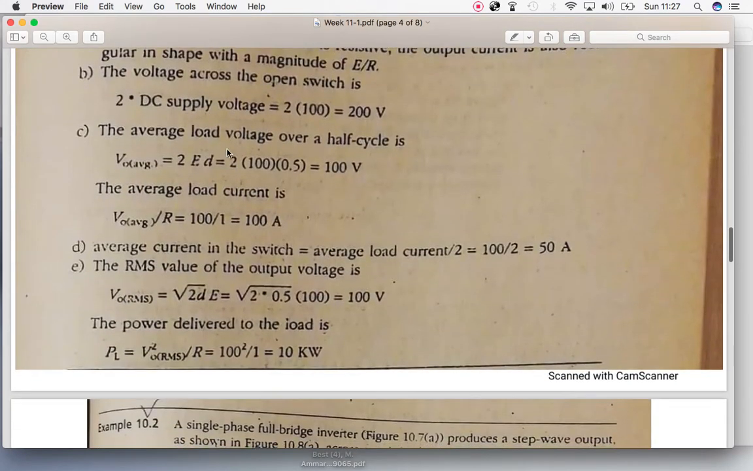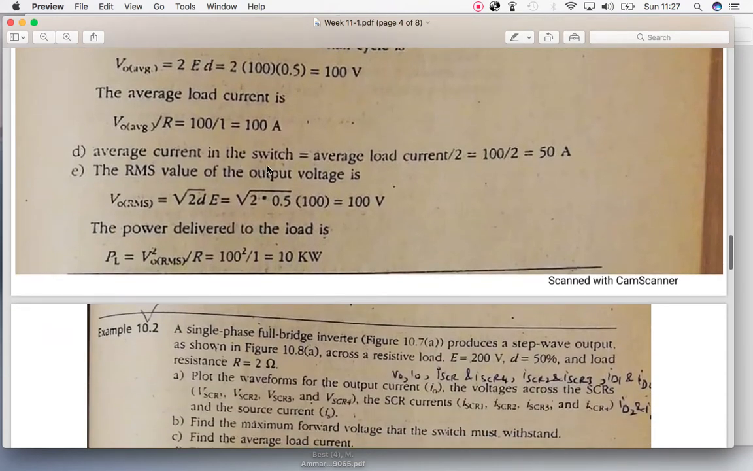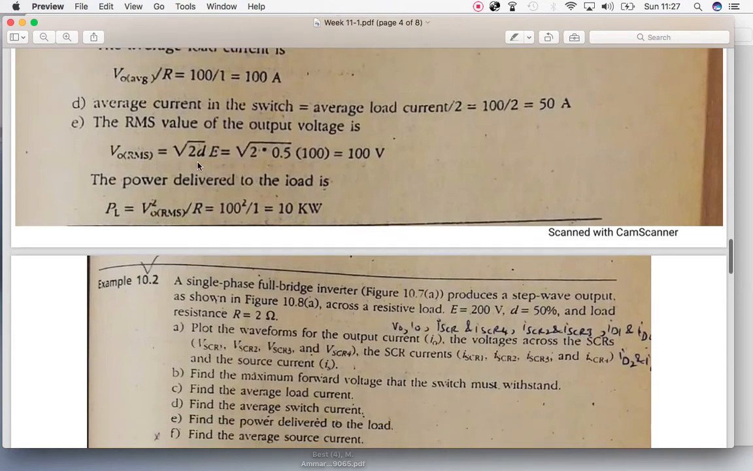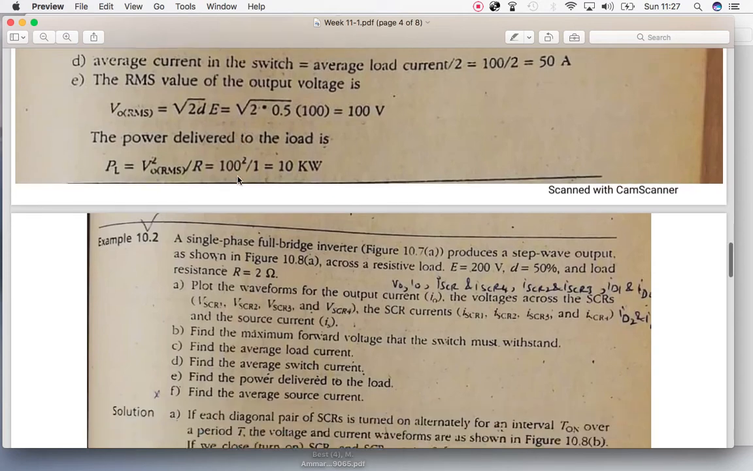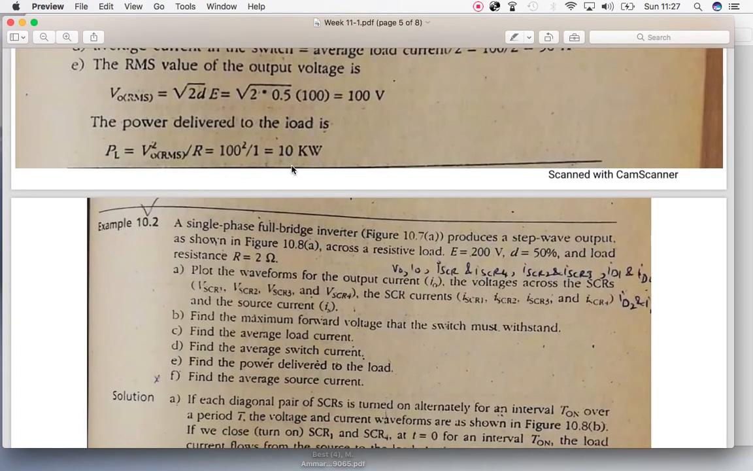And then for the load current, we already have this formula for the average output voltage, with the DC voltage and the duty cycle put in, and we are able to calculate the average output voltage. From that we can divide it by the resistance to calculate the average load current. And the current coming through each switch, we have this formula: average load current divided by 2, and this is 50 amps. And then we calculate the RMS voltage by this formula, and then the power by this formula.